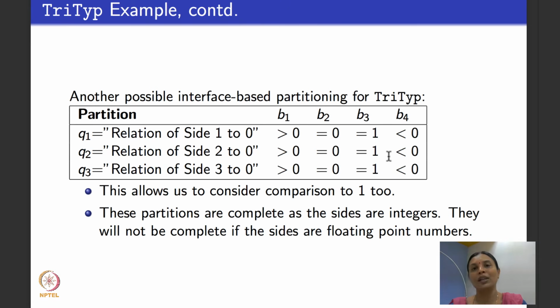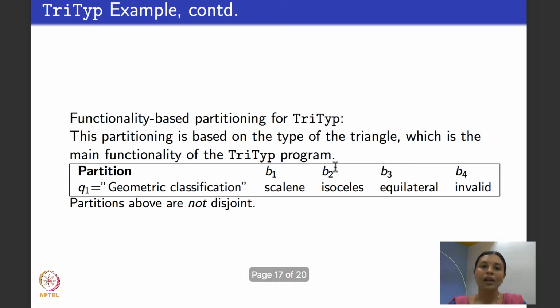The same partition could be invalid for another domain type. So when I do functionality-based partitioning of TriTyp, I don't directly look at inputs in isolation. I start looking at the functionality of the program. What was the program TriTyp supposed to do? It was supposed to determine the type of a triangle. What were the 4 types of outputs that it was supposed to produce? It was supposed to produce numbers 0, 1, 2, 3 to tell you what kind of triangle it was. It was supposed to tell you whether the triangle was scalene, isosceles, equilateral, or invalid.